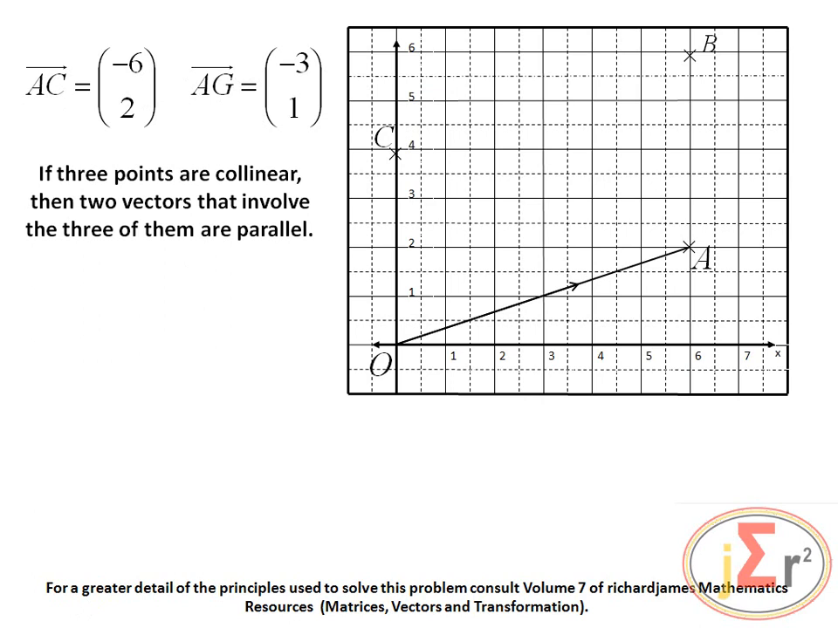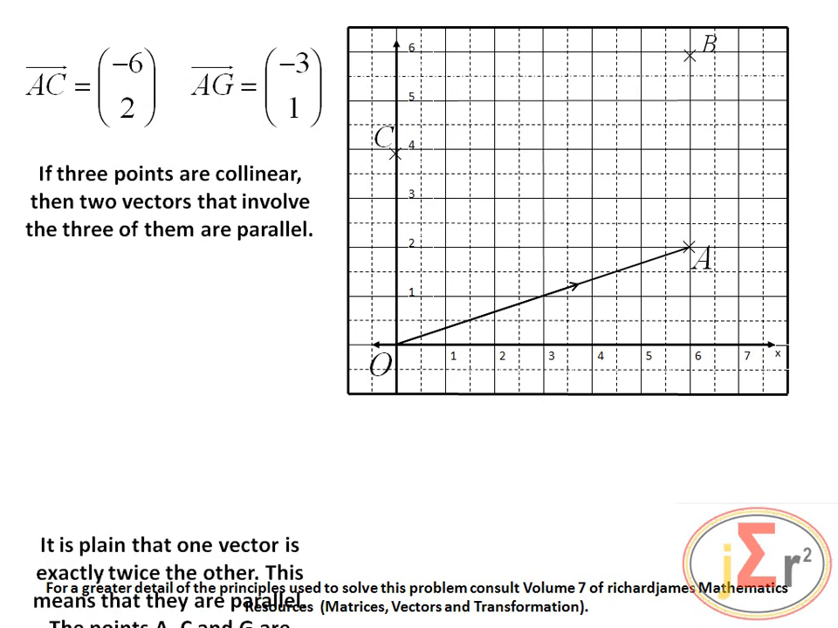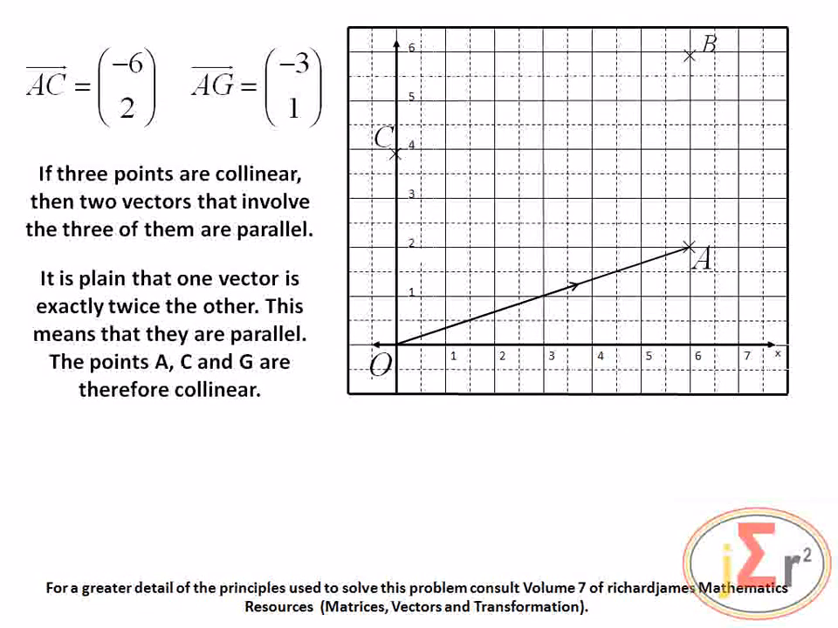So if 3 points are collinear, then the 2 vectors that involve the 3 of them are parallel. It is plain that one vector is exactly twice the other. This means that they are parallel. The points A, C, and G are therefore collinear. So these vectors are parallel because one is exactly twice the other.